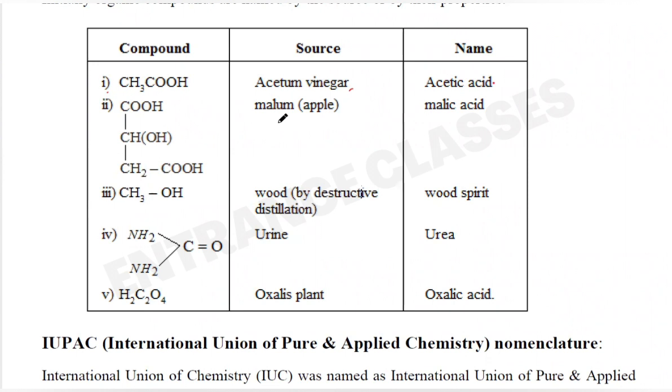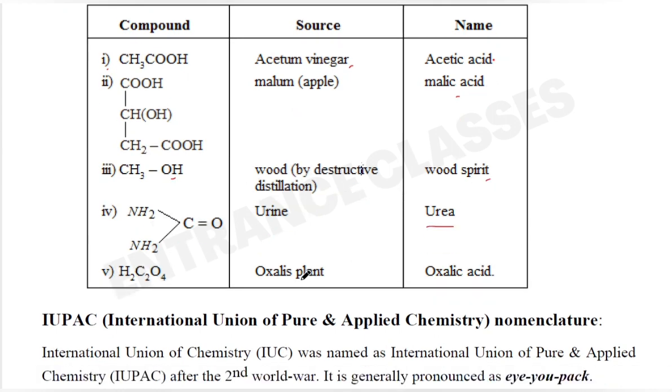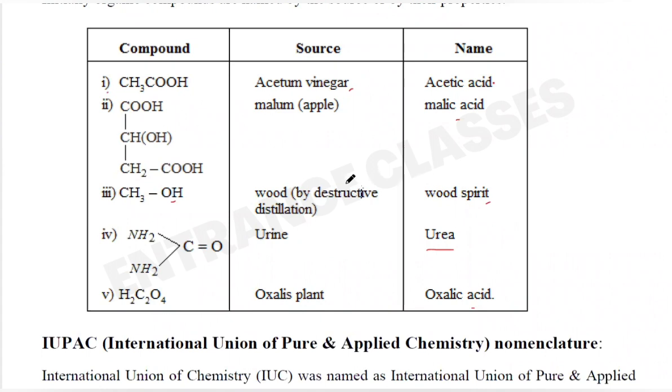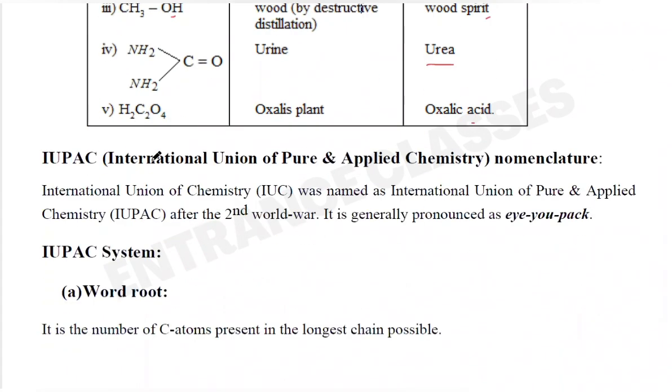This is malum, apple, called malic acid. Wood spirit: after distillation we get methyl alcohol. This is wood spirit. This compound originated from urine, that's why it is called urea. Oxalic acid originated from the oxalis plant, that's why it is called oxalic acid. So from the source we can name the compound. These are the trivial names.